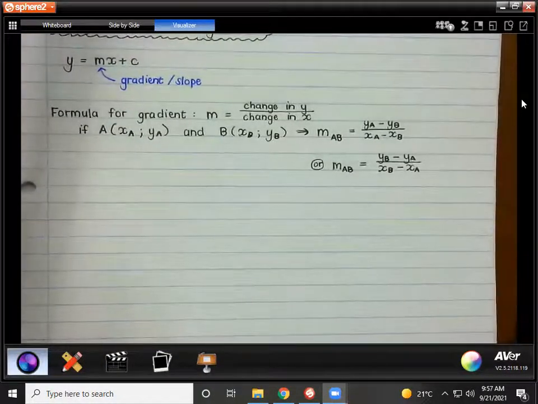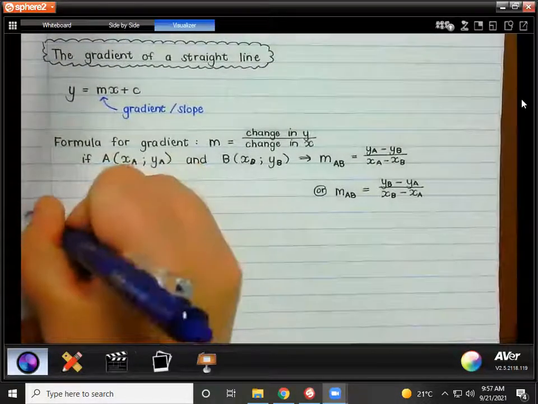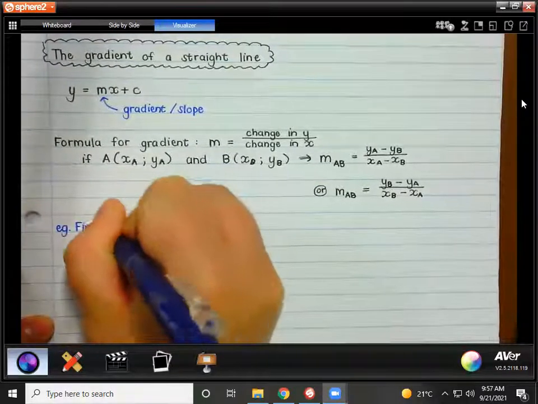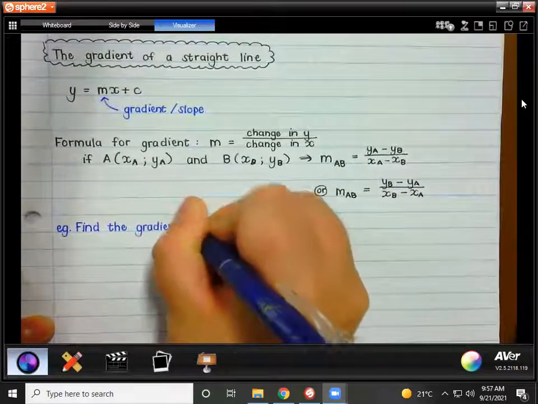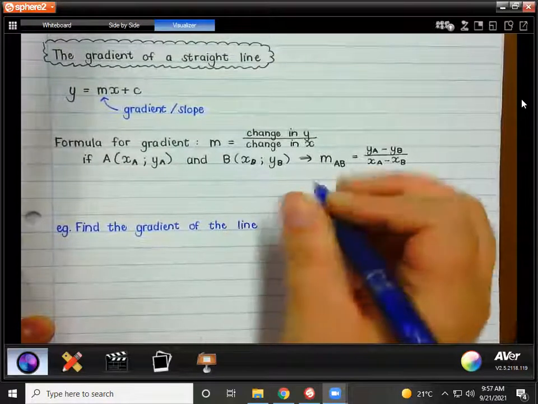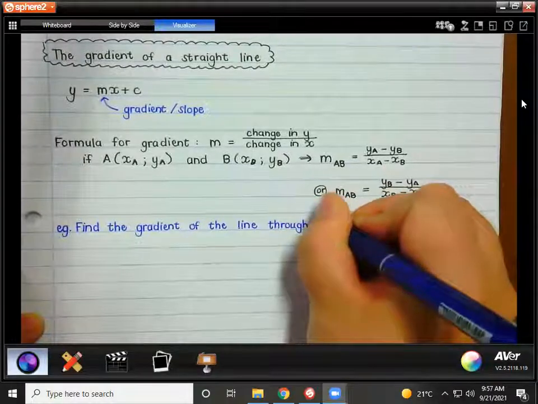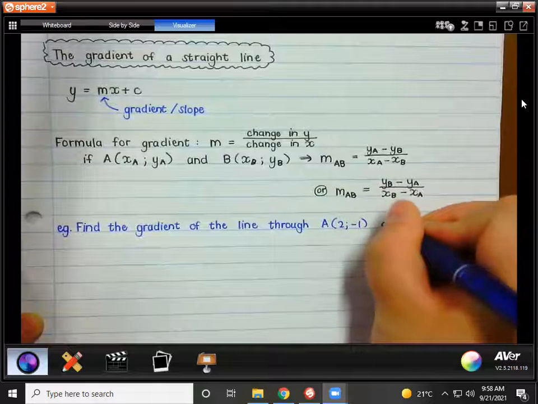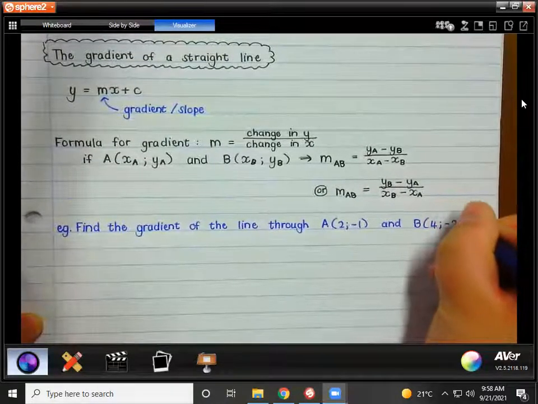Now, if they are giving us 2 points and we need to calculate the gradient, let's do an example. So, for example, find the gradient of the line through A, which is the point (2, -1), and B, which is the point (4, -2).